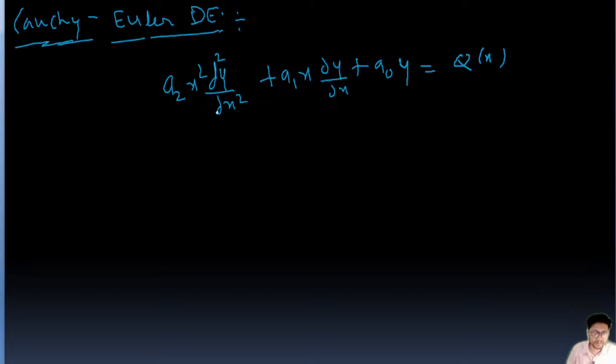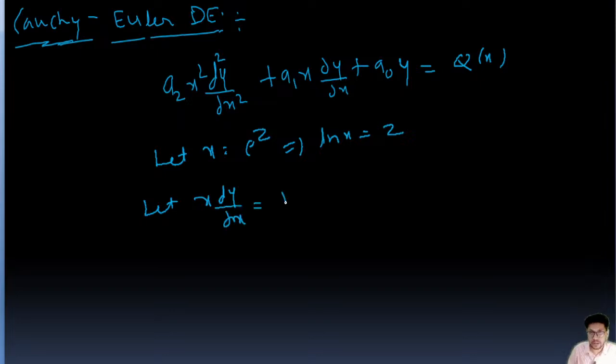So how to solve this type of equation, that is the question. This is the Cauchy-Euler linear differential equation of second order. For solving this, we'll put x equal to e to the power z, so from here ln x is going to be z. Then we'll say let x dy over dx be D y, and x square d2y over dx square be D into (D minus 1) y.